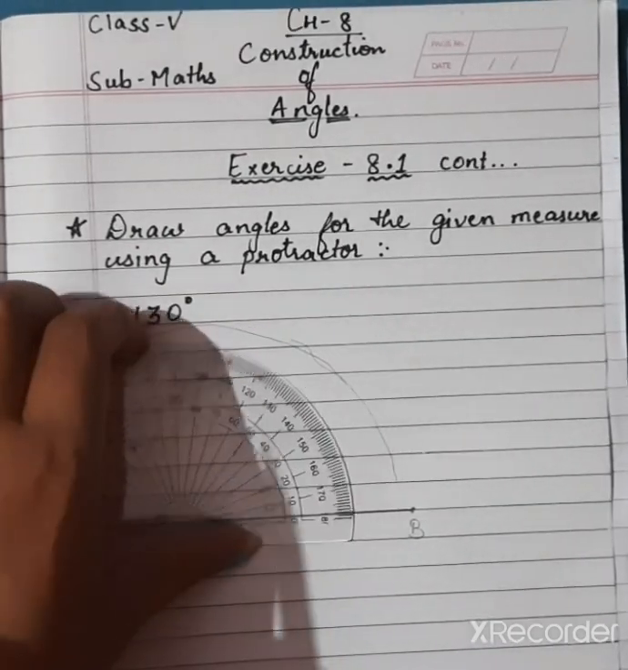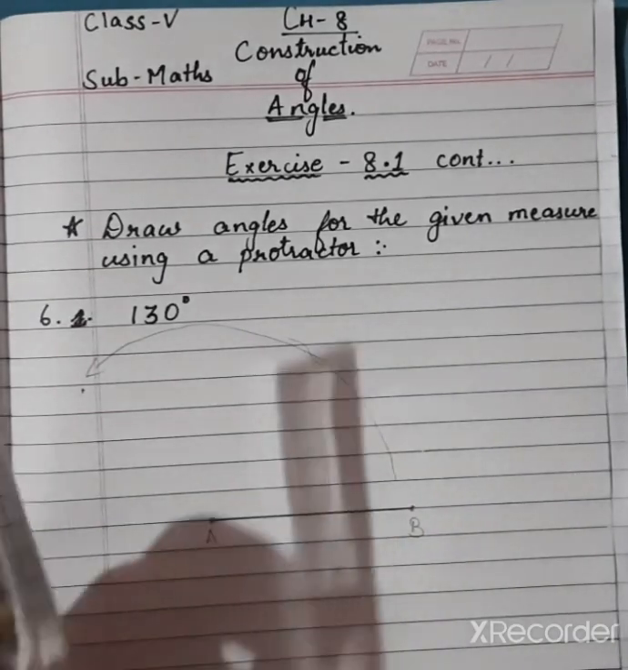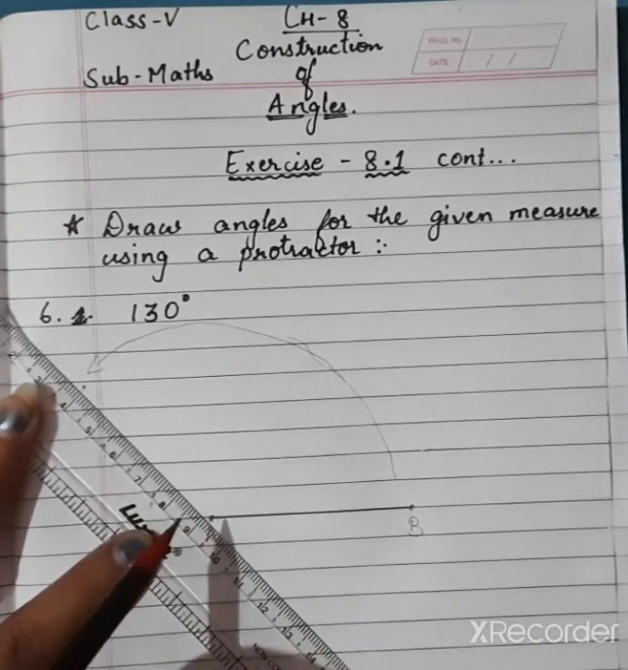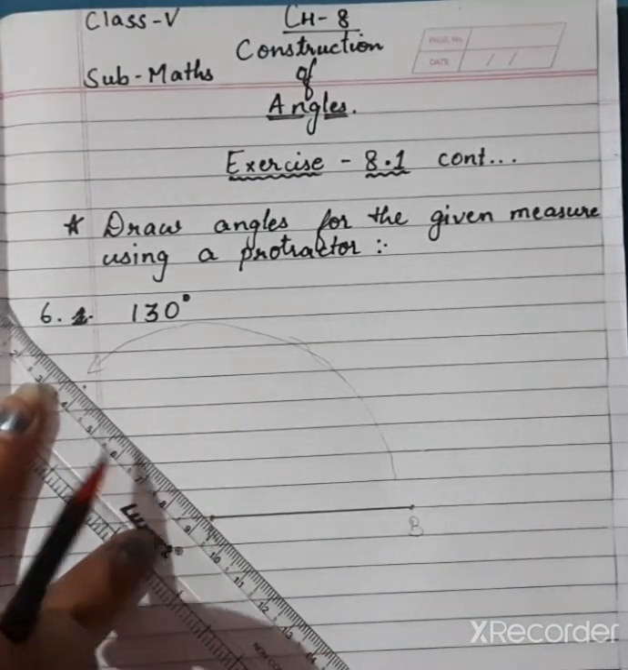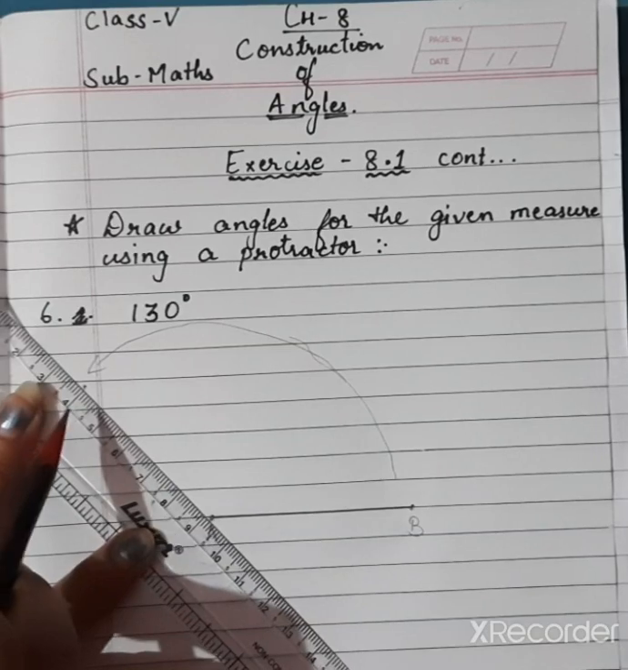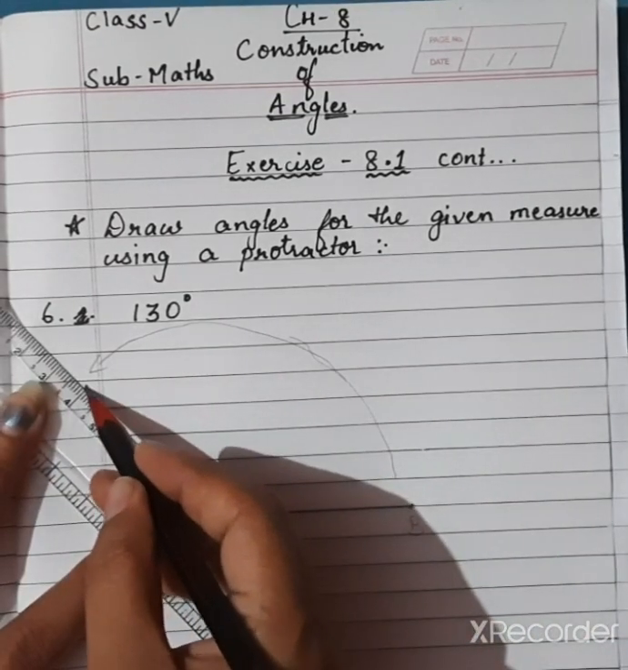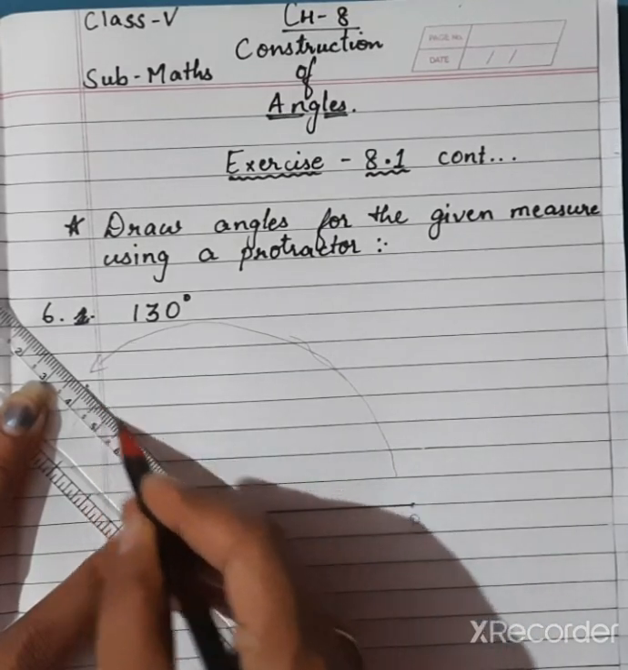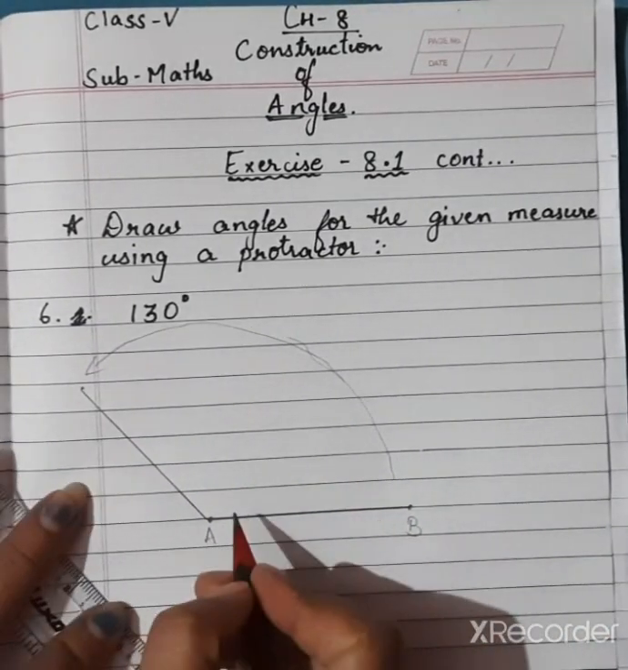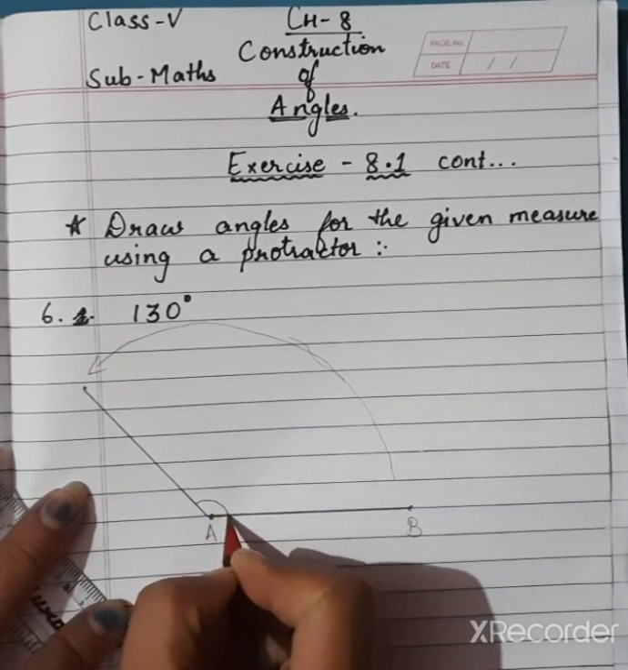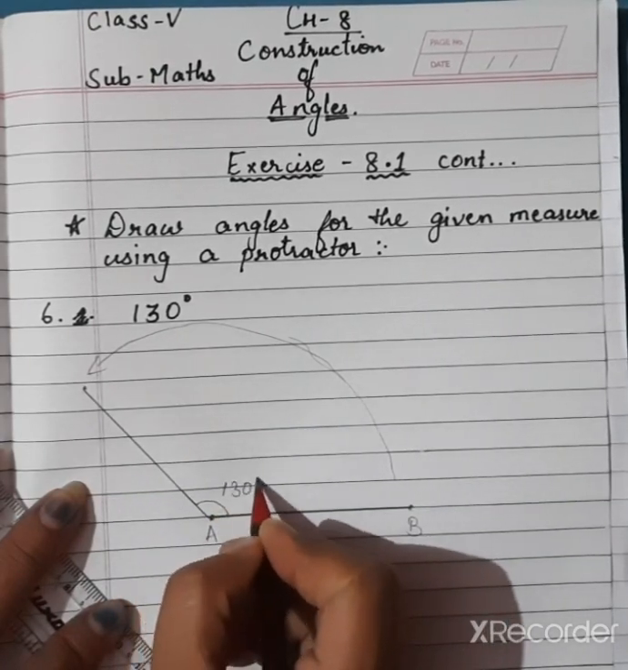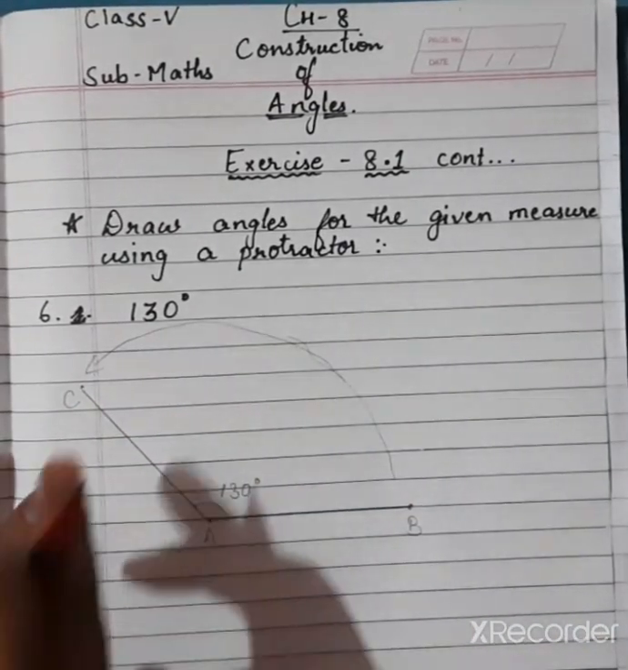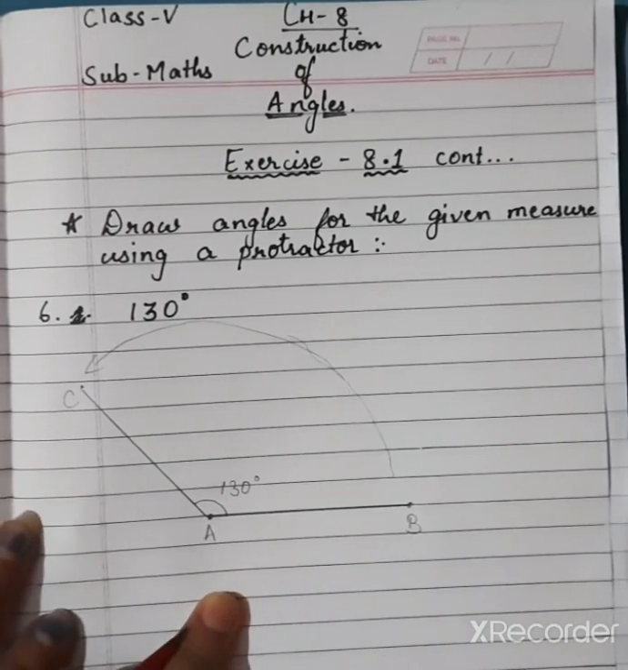Now you have to remove your protractor, and with the help of your scale you just have to join the end point and the other dot which you have made just now. So join it with the help of pencil and scale. So this is your angle of 130 degrees. Here you can name it as the point C. So CAB is the required angle.